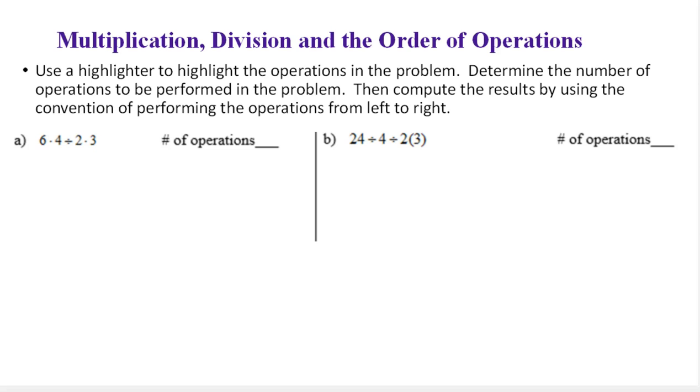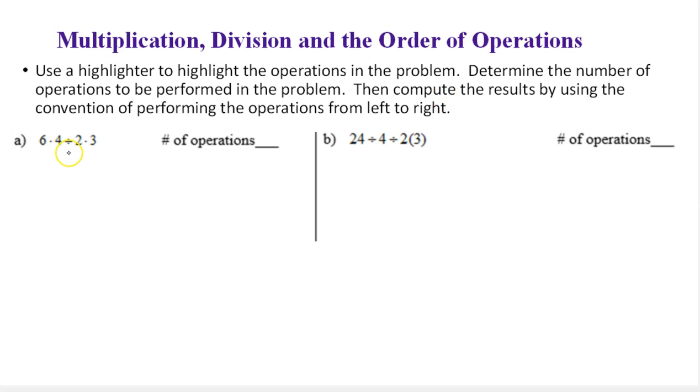In this video, we're going to continue to look at multiplication, division, and the order of operations. Use a highlighter to highlight the operations in the problem, determine the number of operations to be performed in the problem, then compute the results by using the convention of performing the operations from left to right. Okay. So let's look at the first one.